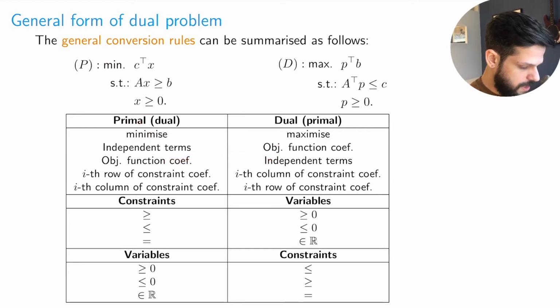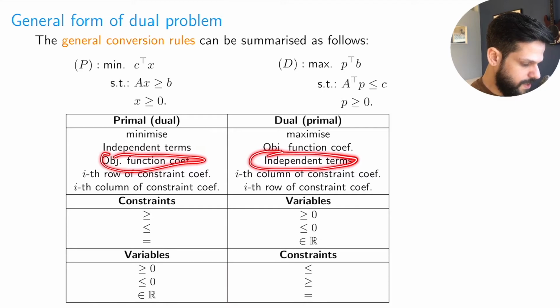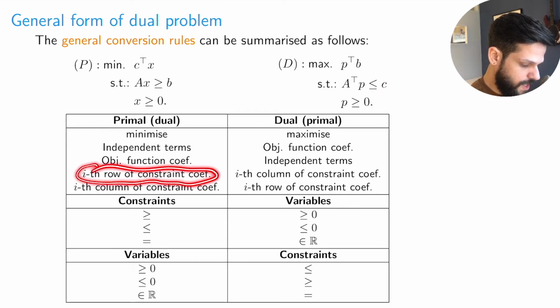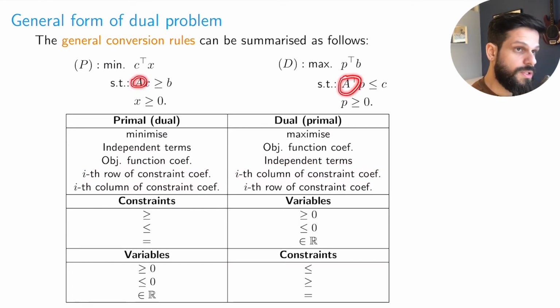And basically what it's telling us is that our dual is going to be a maximization. Our independent terms are going to become objective function coefficients, and our objective function coefficients become independent terms. The ith row of the constraint coefficients becomes the ith column of constraint coefficients. So this matrix appears transposed, right? And likewise, the columns become rows.